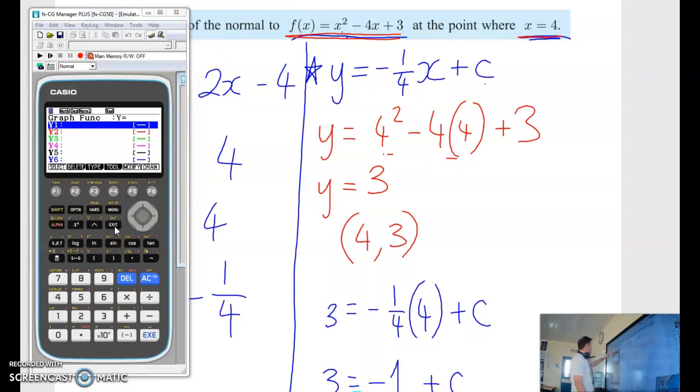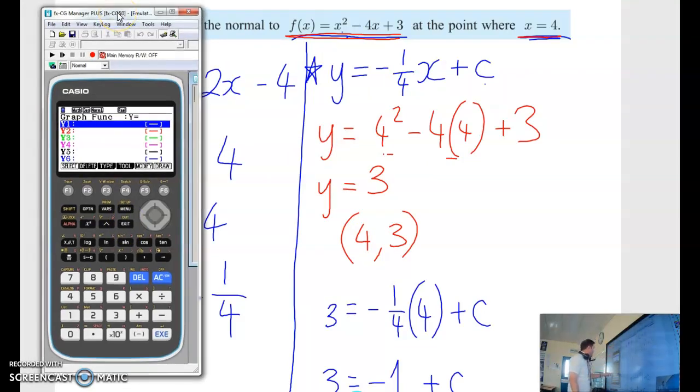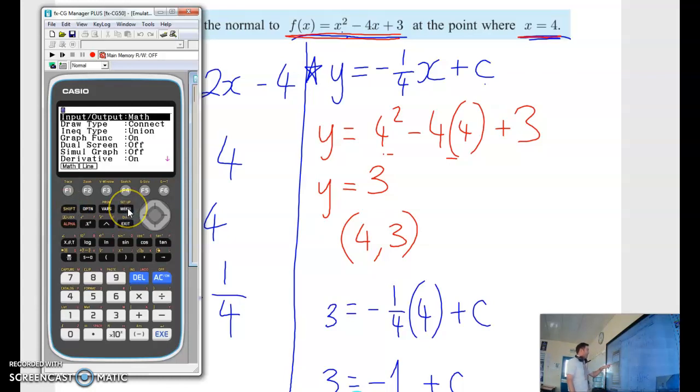We're looking at putting our function in, x squared minus 4x plus 3, and then we're going to draw that graph, and you see we just have a graph there. Now there's lots of things we can do with the GDC here, but really important is to go shift setup and go down to derivative and make sure that is on. If you turn that on, we can do all this stuff with differentiation. So turn that on with F1, derivative on.